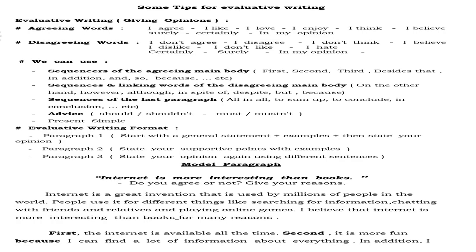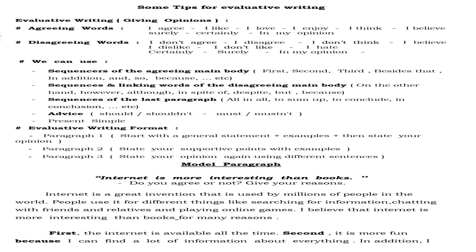Here are some tips for evaluative writing. Be careful with evaluative writing. You are going to be giving your opinions. Okay, agreeing words: I agree. I like. I love. I enjoy. I think. I believe. Okay, surely, certainly, in my opinion. Disagreeing words: I don't agree. I dislike. I disagree. I don't think so. I believe not. I don't believe. I hate, in my opinion, and so on.